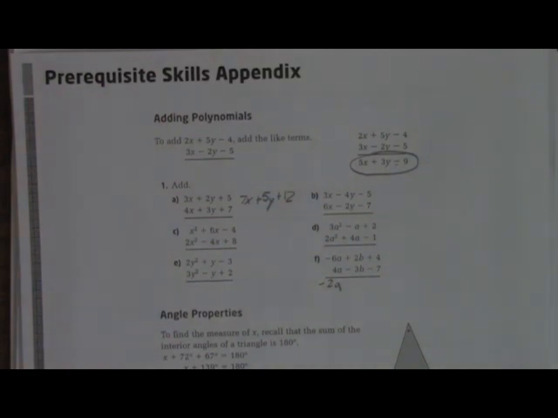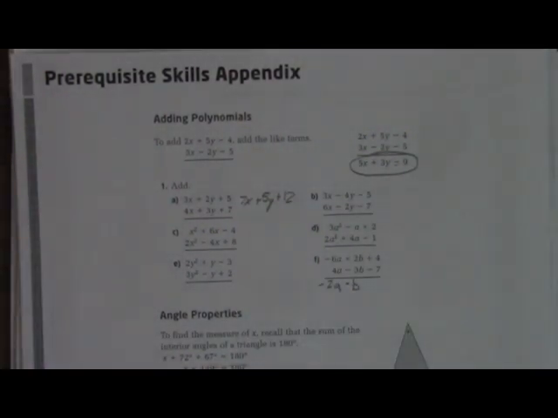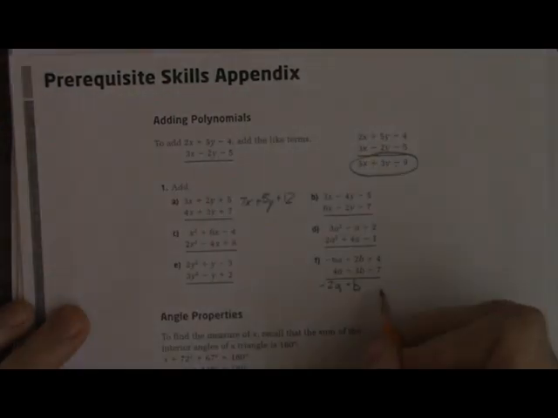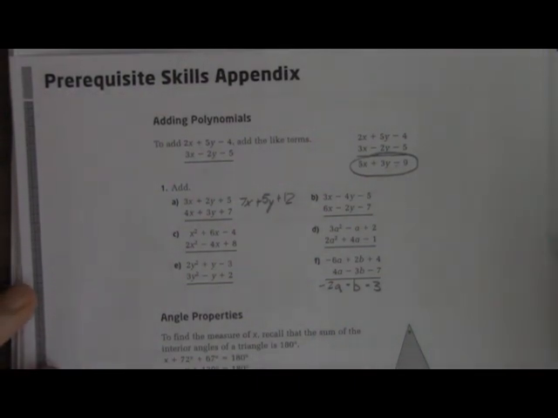What do you think, KG? Negative b, correct. Okay, and then we got 4 minus 7. Janier? Negative 3, good. Negative 3. All right. So again, with like terms, we're just gathering the like terms.